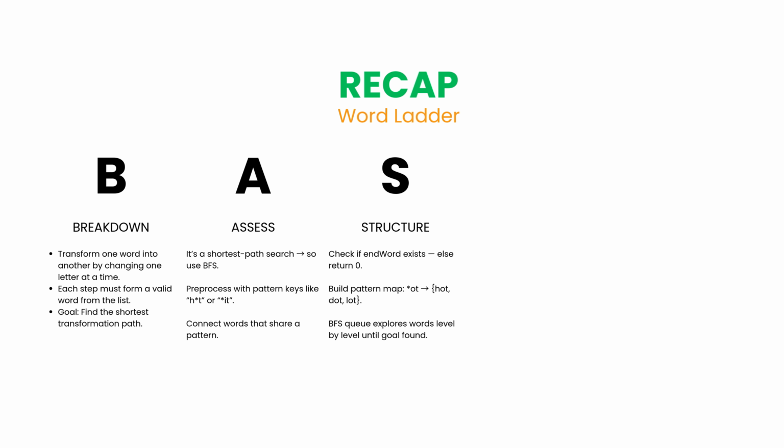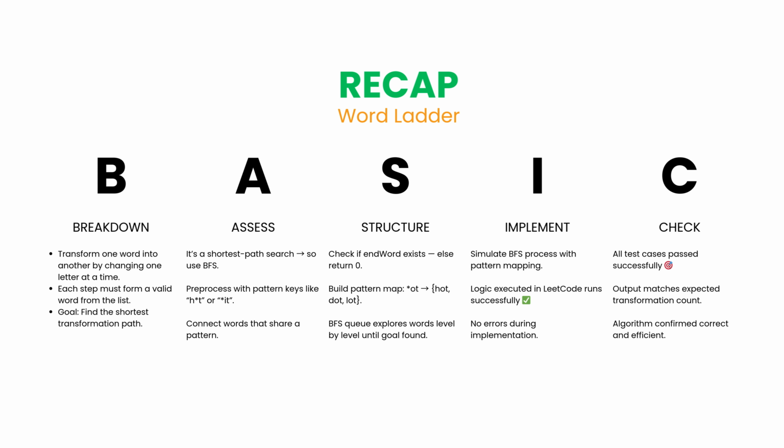Structure recap: from there, we structured our approach. First, check if the end word exists in the list. Then, build all pattern mappings and perform BFS to explore word connections layer by layer, counting each transformation step until we reach the target. Implementation recap: after implementing it, we ran the code on LeetCode, no errors, smooth execution. Check recap: when we tested it with multiple cases, the outputs matched perfectly, confirming our logic worked as expected.